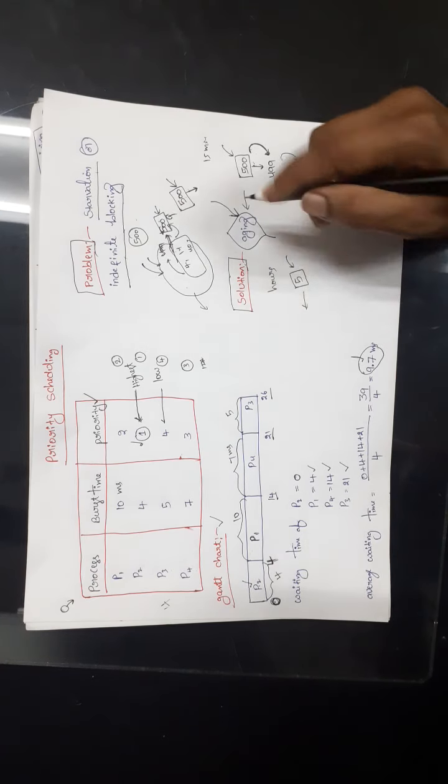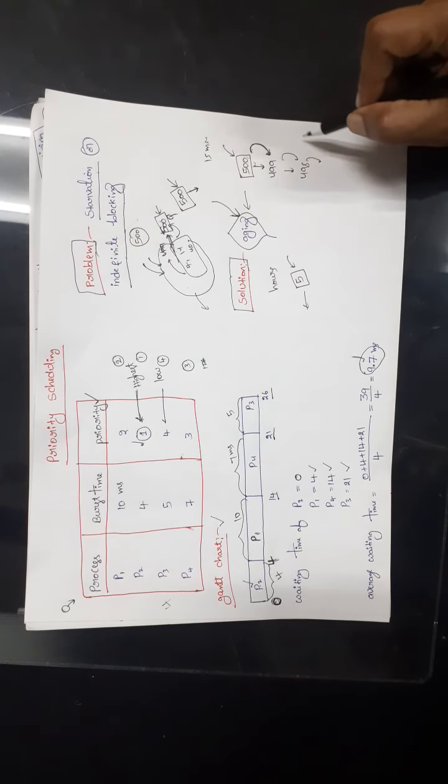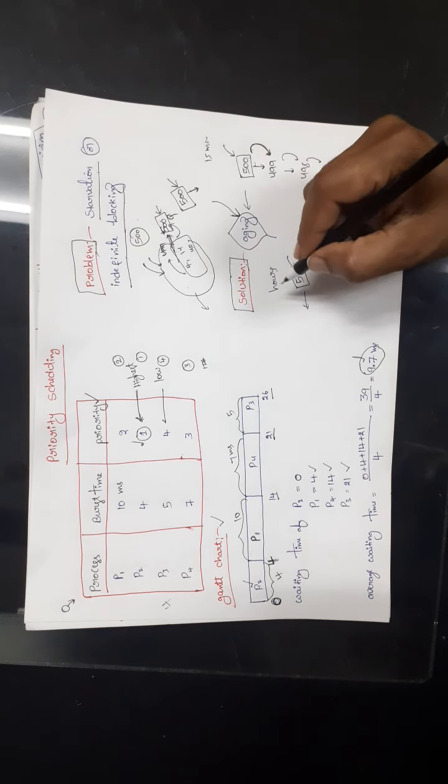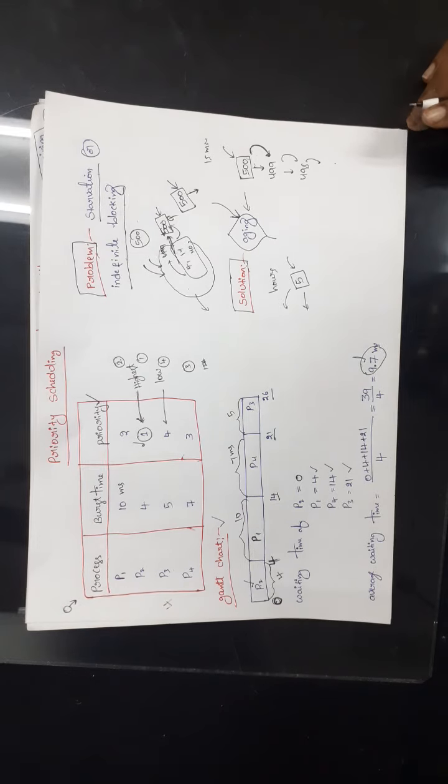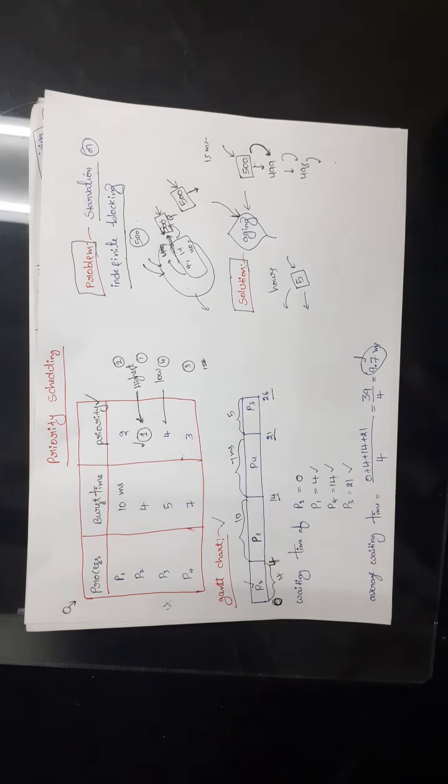So in this way, by using the aging concept, we can increment the priority so that this process will get the chance for execution. Okay, so this is the solution to the priority scheduling problem.